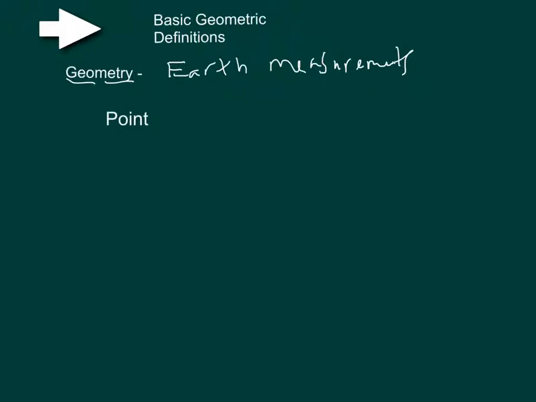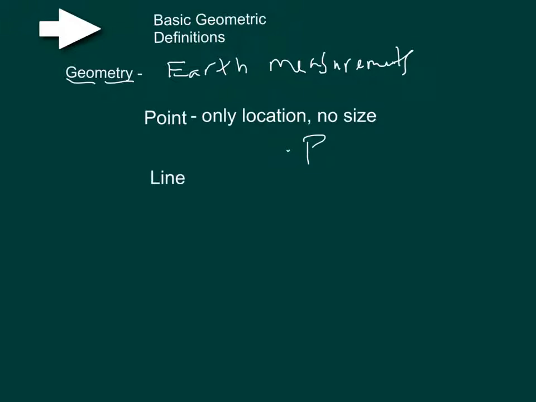So let's start with a point. Only location, no size. And we usually represent a point by simply putting a dot and using a capital letter to name that point. So dot P, or I should say point P.